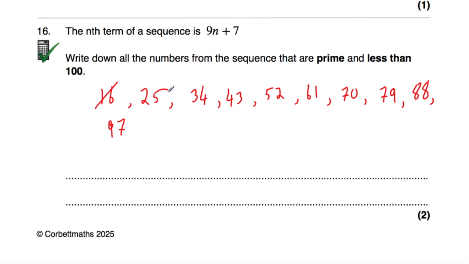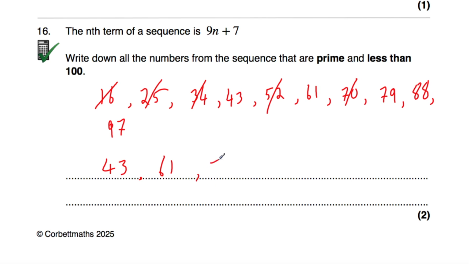25 is not prime because it's divisible by 1 and 25, but also 5, so that's not prime. 34 is divisible by 2, so that's not prime. 43. The only factors of 43 are 1 and 43. So 43 is a prime number. And it's a calculator question, so you can actually use your calculator to help you check that. 52, well, it's divisible by 1 and 52, but also 2, 26, and so on. So 52 is not prime. 61 is prime. 70, that's not prime.